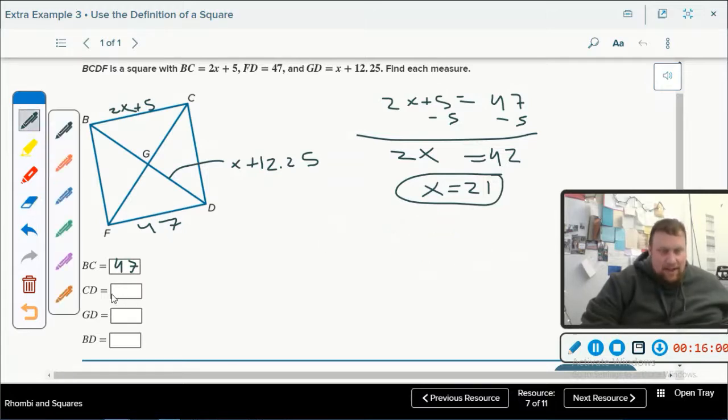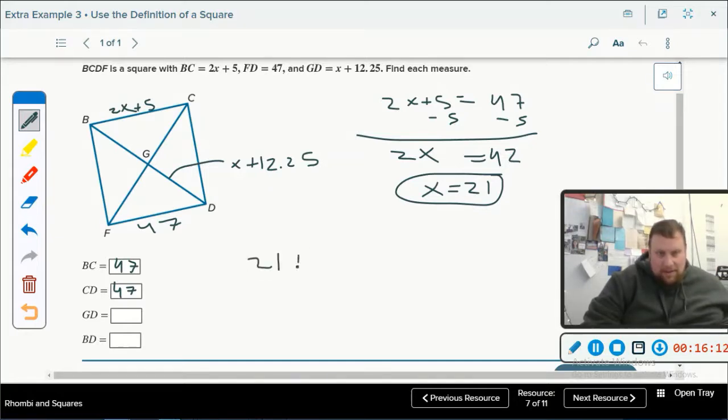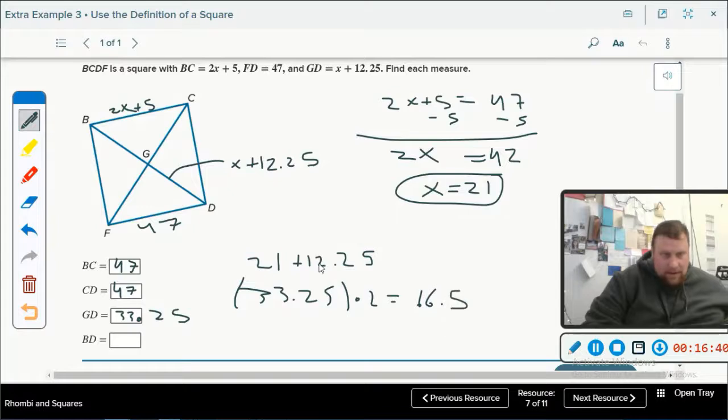That's hilarious. What's CD? CD is also 47. It says it's a square. They're all the same. What's GD? Now that I needed the 21 for, so 21 plus 12.25 is 33.25, right? And what is BD, the whole thing? Well, it's that times 2, so 66.5. I would just take that and multiply it times 2 equals 66.5. Because it's just double that.